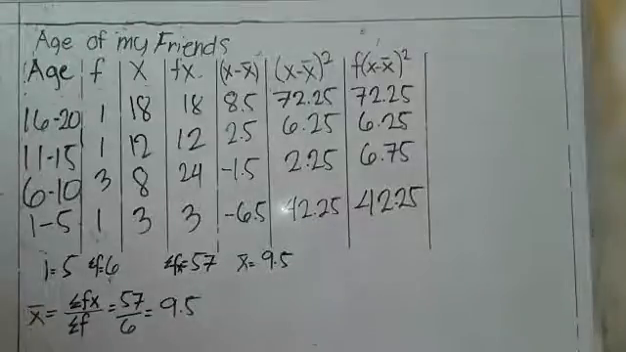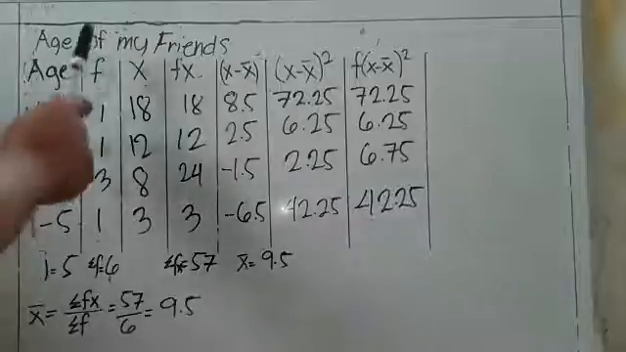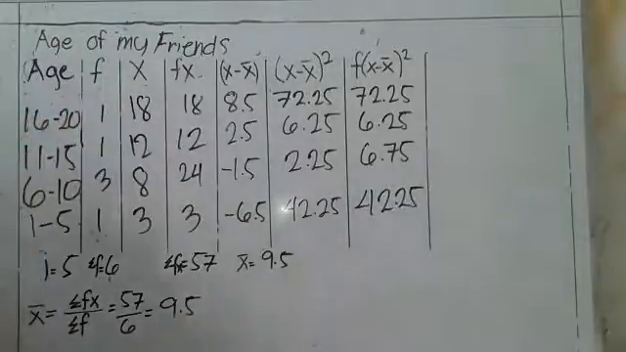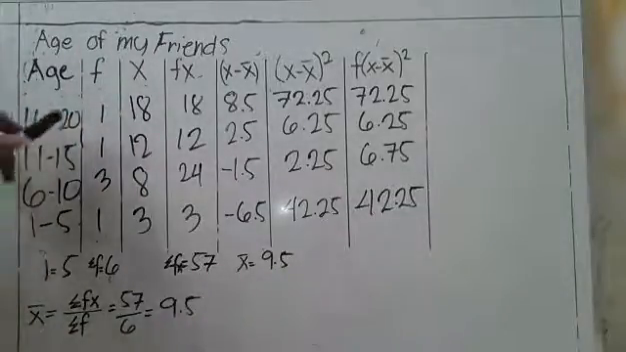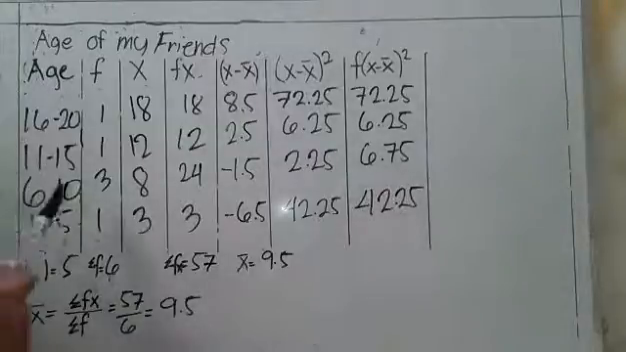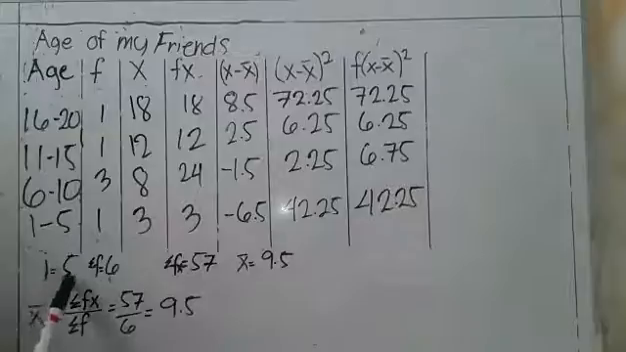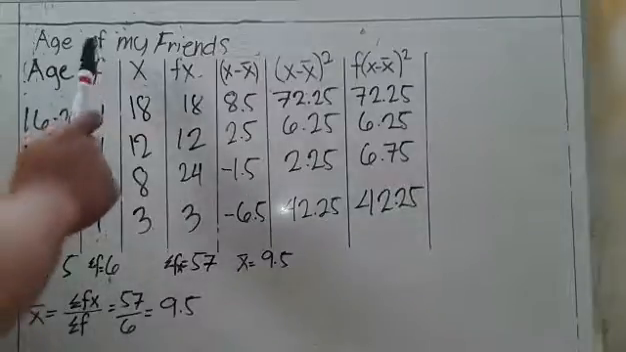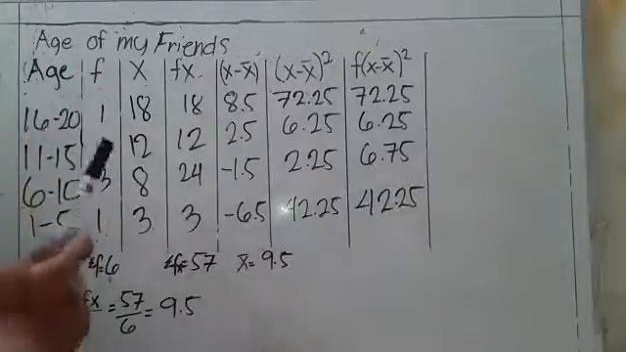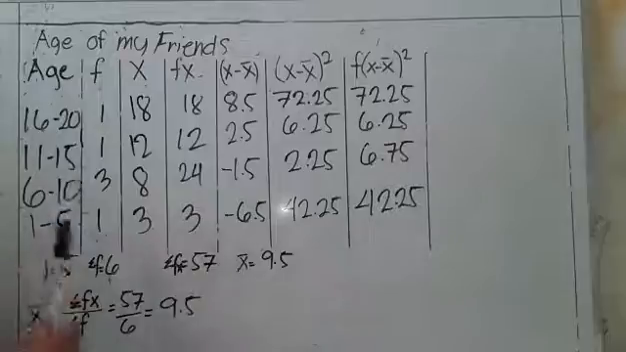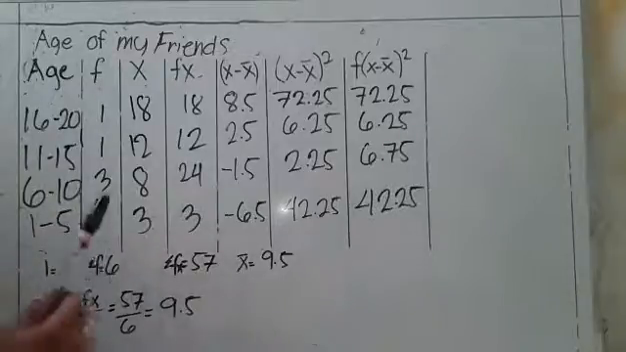Hi guys, so today I'm gonna show you how to get the central tendency of the age of my friends. These are the ages: 16 to 20, 11 to 15, 6 to 10, and 1 to 5. Their interval is 5. The frequencies are 1, 2, 3, and 1, which is equal to 6.